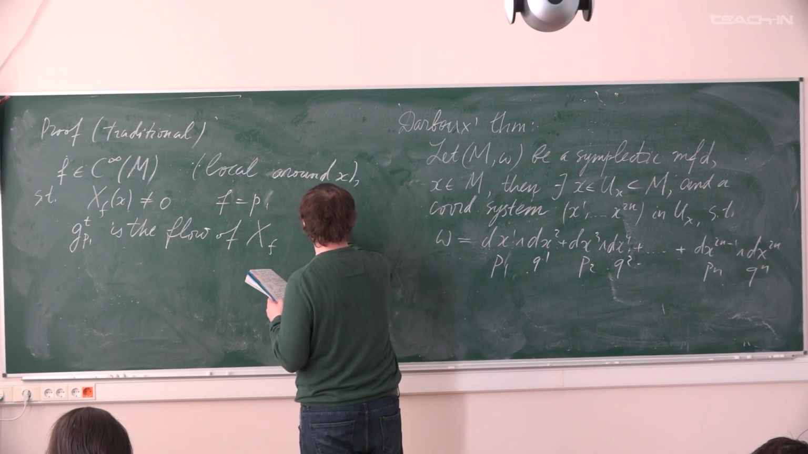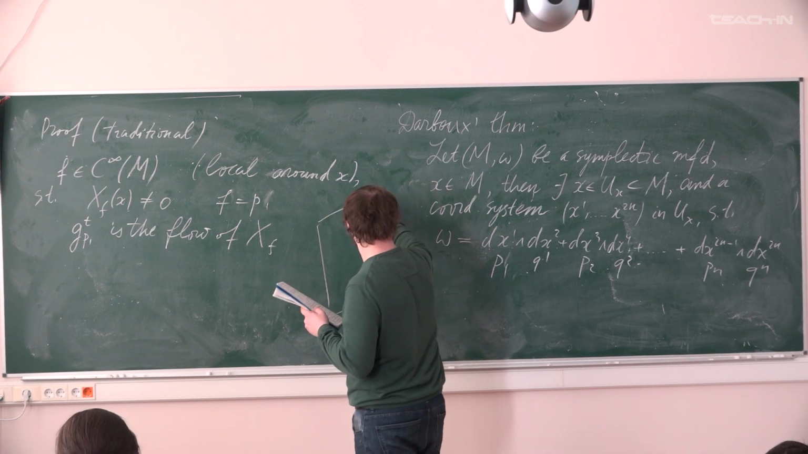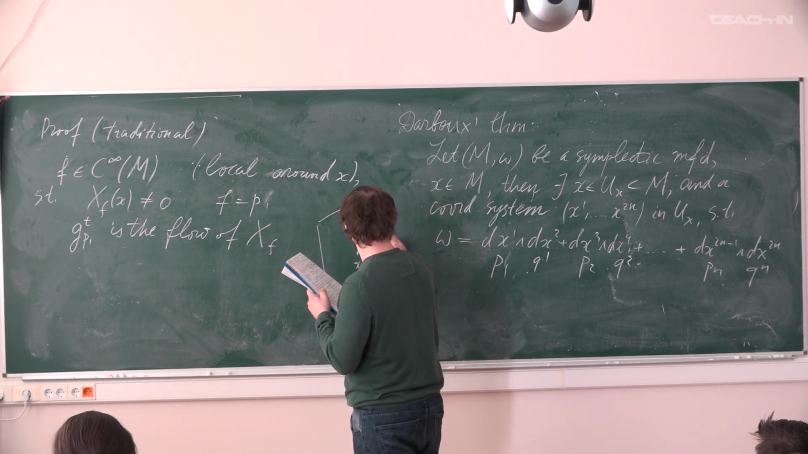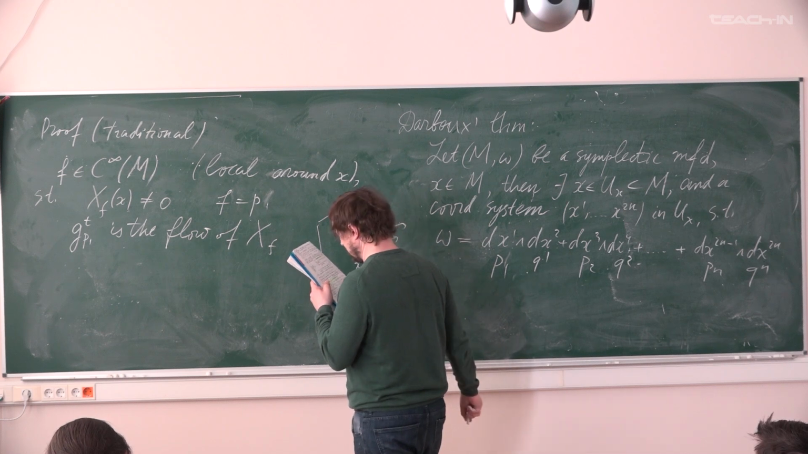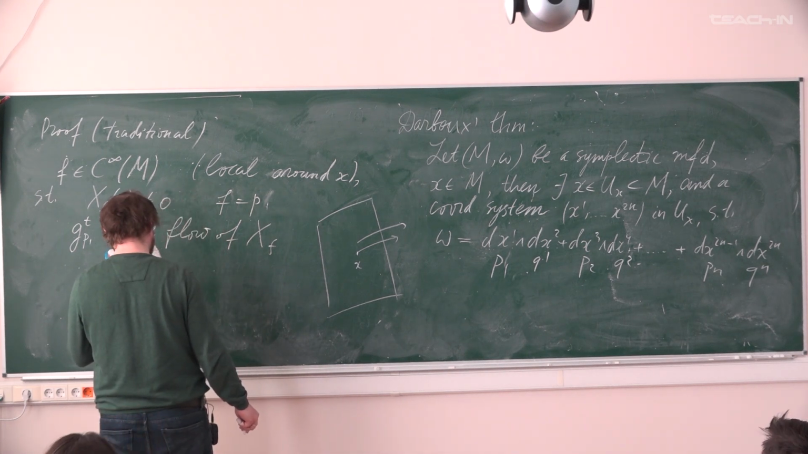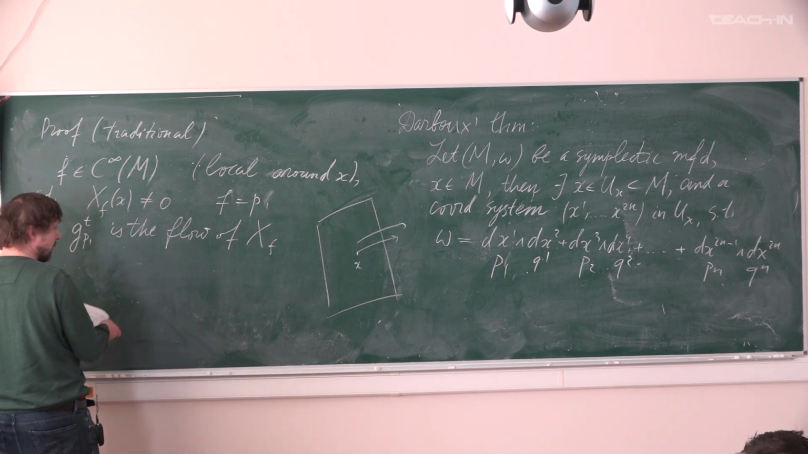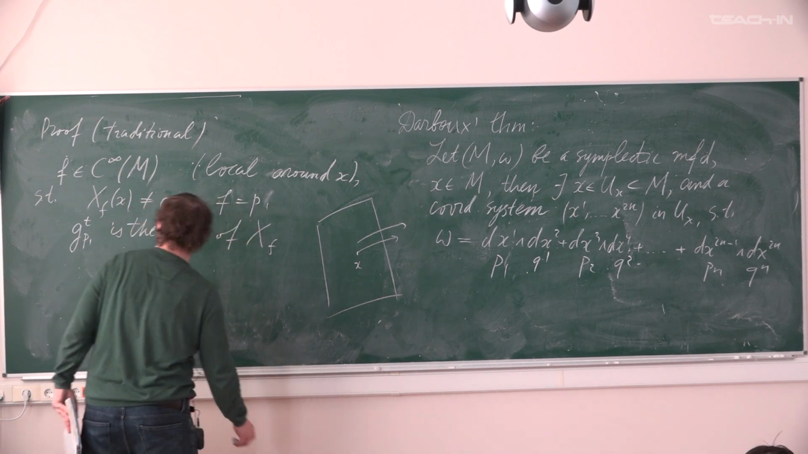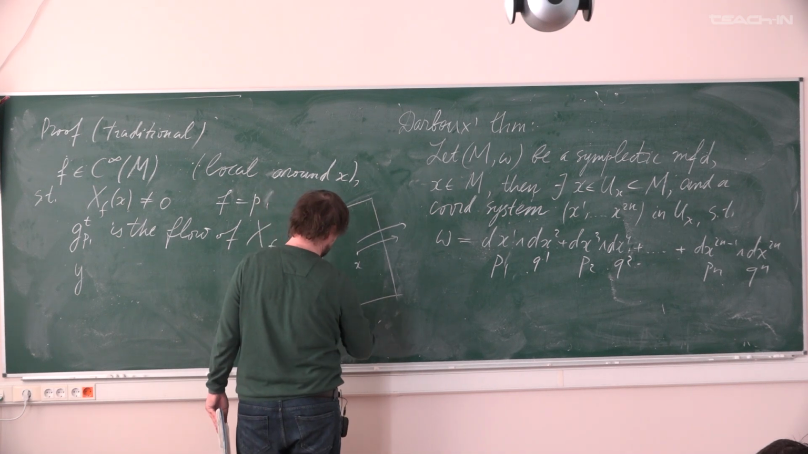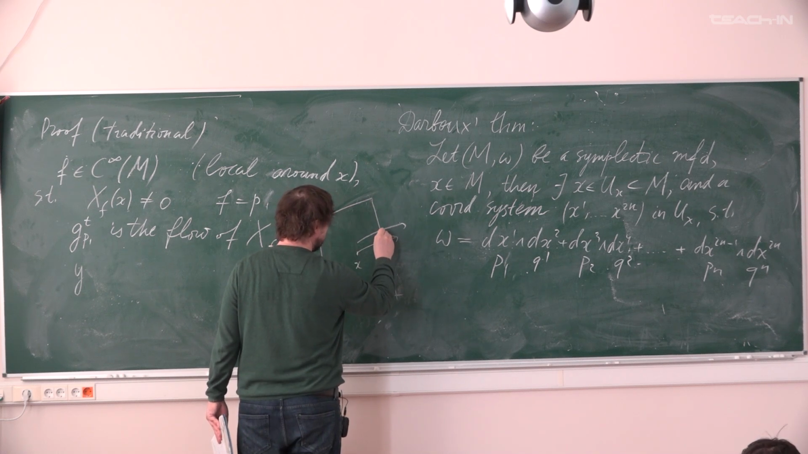So let me draw a picture. I have some point. I have the vector field which goes through this point. What else do I do? So let y be any point in M, in the neighborhood of x. Let y be any point.